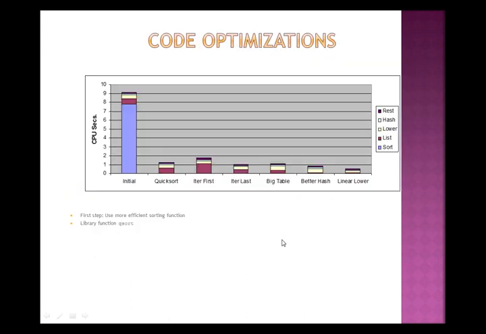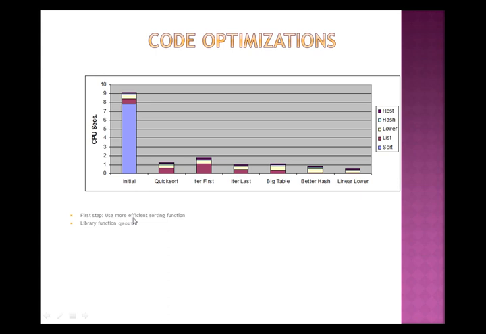This is your diagram for the code optimization. These are the functions: reset, hash function, lower function, list function, sort function. These are the CPU seconds. At the initial state, it is this one. When we are using quicksort, it is this one. Iter sort, that is iteration. Iter last, that is at last. Big table, better hash, linear lower.